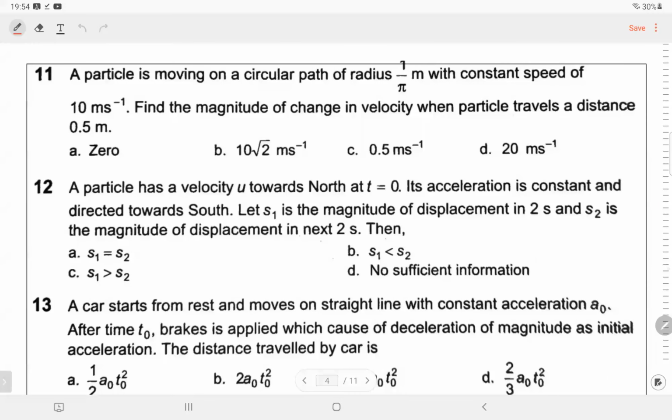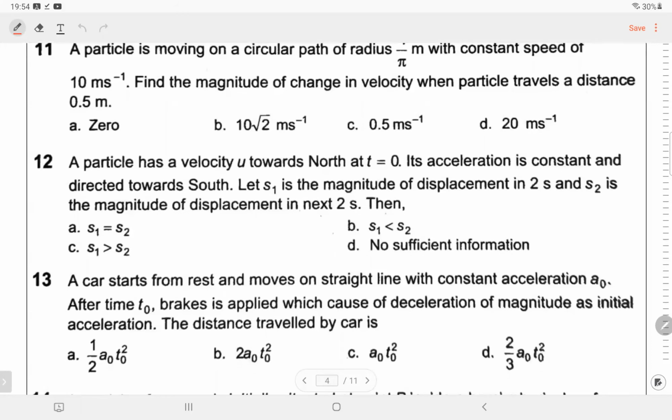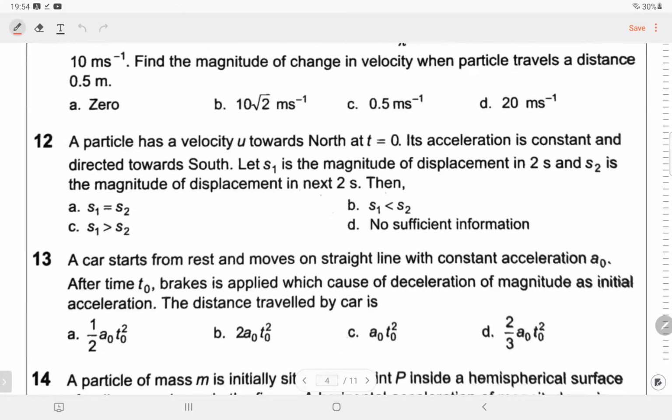Question number 12. This is a little tricky one language-wise. A particle has a velocity u towards north at time t equal to 0. Acceleration is constant and directed towards south. S1 is the magnitude of displacement in 2 seconds. S2 is in the next 2 seconds. Then question number 12. It has a retardation.